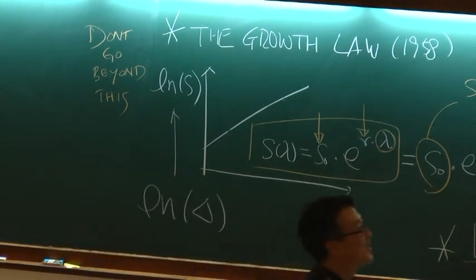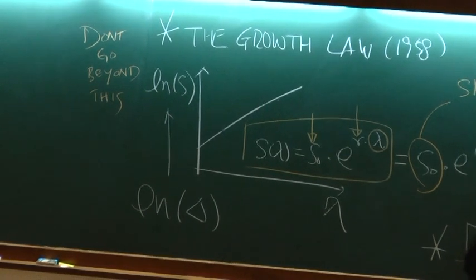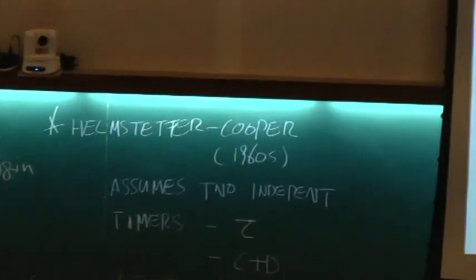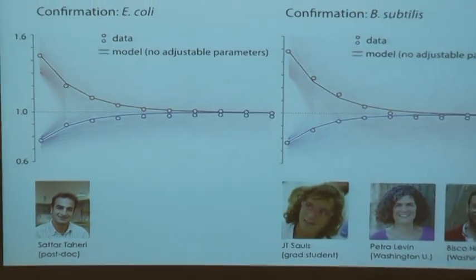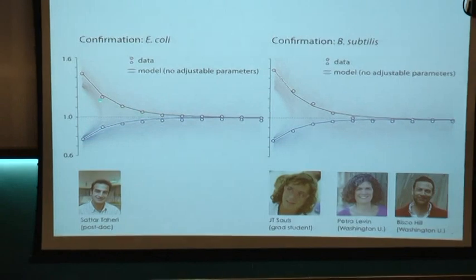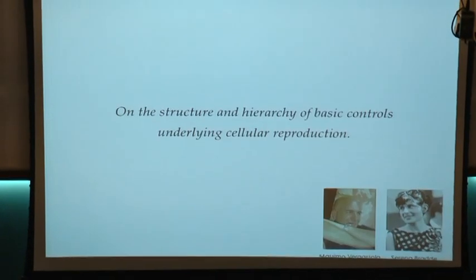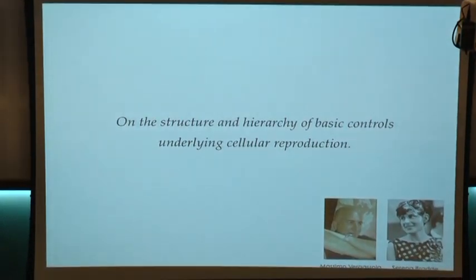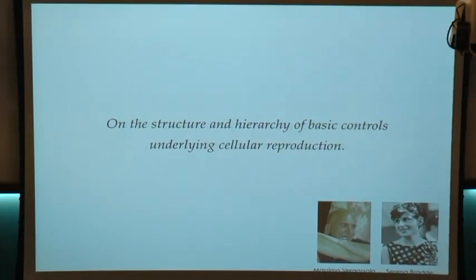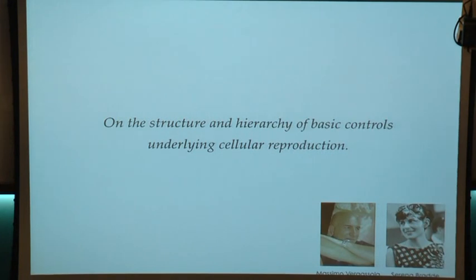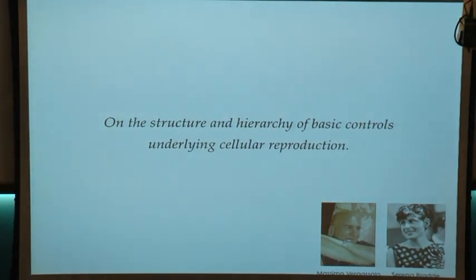So how general is it? Well, it is a comparison between the data and the model. There's no adjusting parameters. This is E. coli and this is B. subtilis. So pretty happy with the size convergence. But because we had a lot of data, we realized that we can extract a lot more information than what we just talked about.